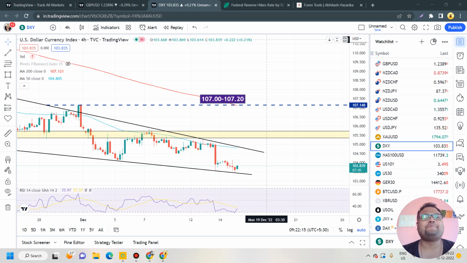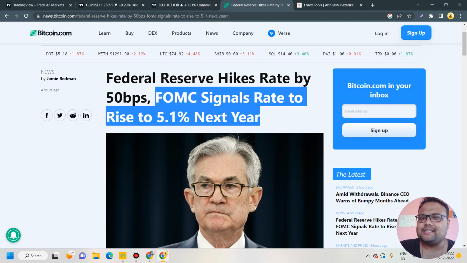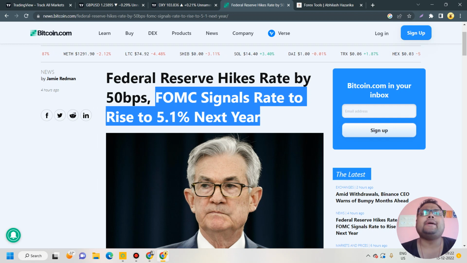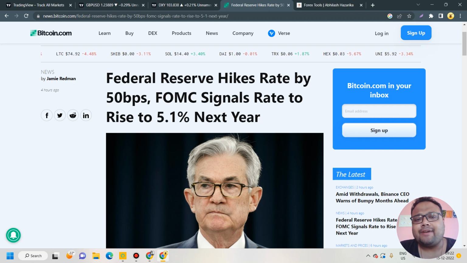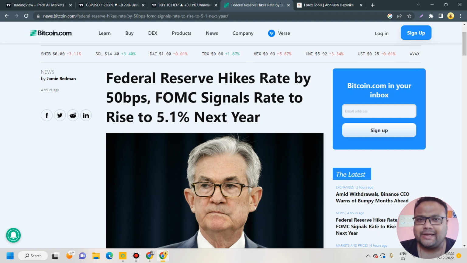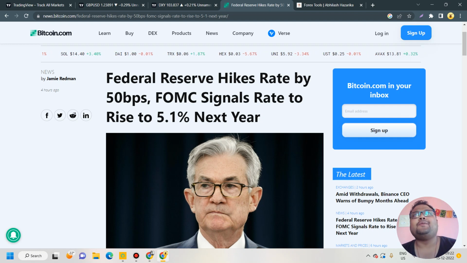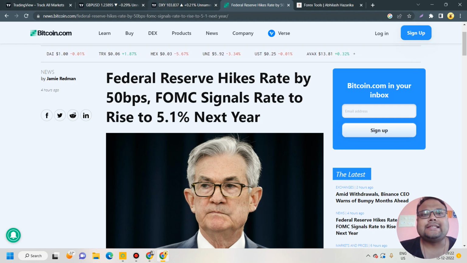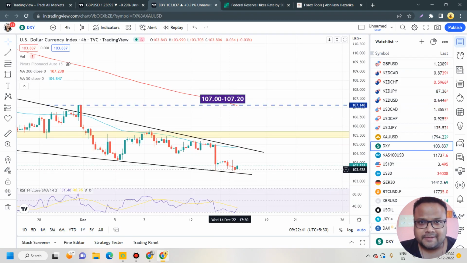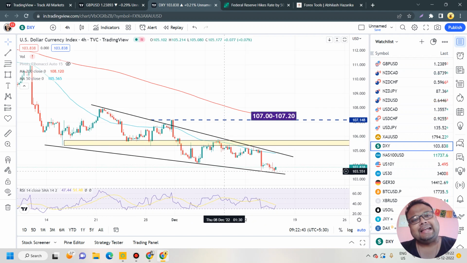So let's get started. My dear friends, FOMC. The Federal Reserve hikes rate by 50 bps. It was expected after the CPI, but FOMC signals rate to rise to 5.1% next year. So there will be a hike in interest rate next year as well. When the news came out, there was a massive candle on the chart of DXY, but ultimately it settled as a doji here.